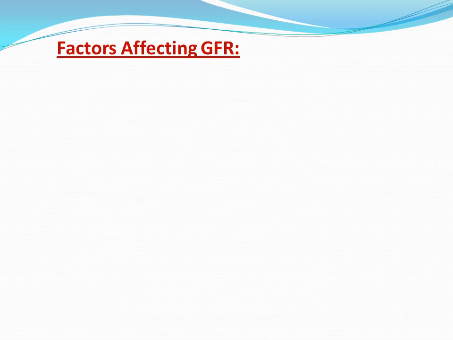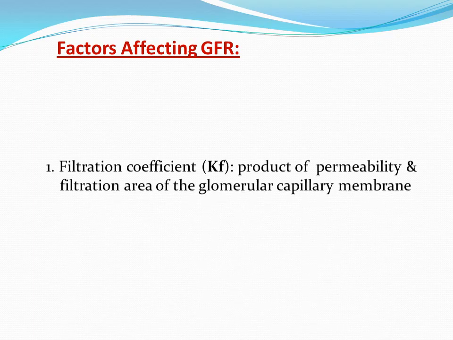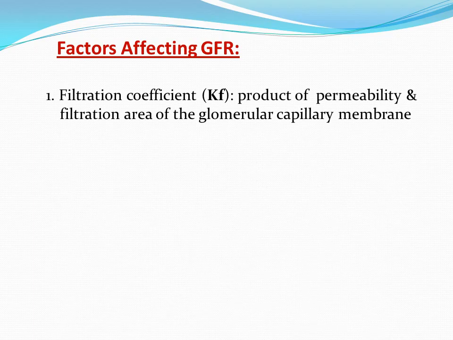So now, certain factors that are affecting the GFR, we'll discuss briefly. The first and the primary factor is the filtration coefficient. That is the product of the permeability and the filtration area of the glomerular capillary membrane. So this will depend on the state of the glomerular capillary membrane. Depending on the thickness of the membrane and the negative charge, it will determine the filtration.